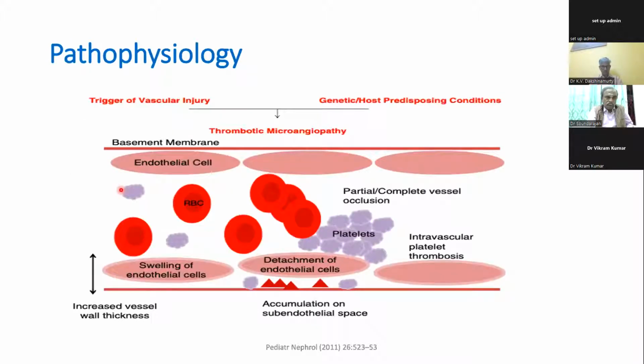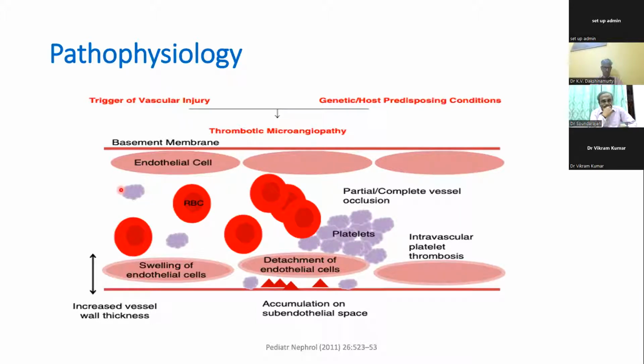So to start with, similar to other autoimmune etiologies, it involves two hits, that is, a trigger and a predisposing condition. While managing this group of patients, it is always important to look for the trigger, what has caused this disease, so that we can predict future relapses in this group of patients.